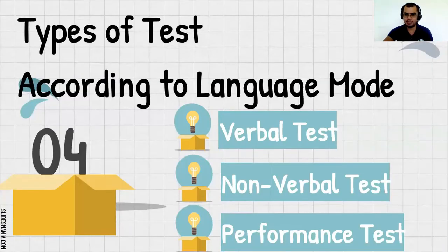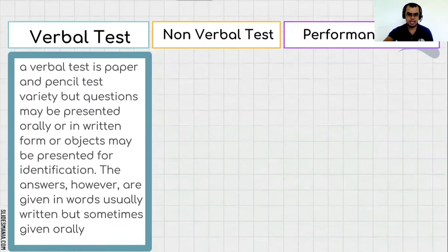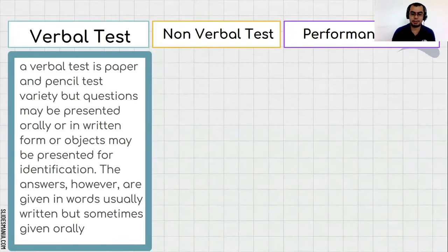The next type of test that we are going to discuss is according to language mode. These are verbal test, non-verbal test, and performance test. A verbal test is a paper and pencil test variety, but questions may be presented orally or in written form, or objects may be presented for identification. The answers, however, are given in words, usually written, but sometimes given orally. So in a verbal test, it maximizes a lot of words.